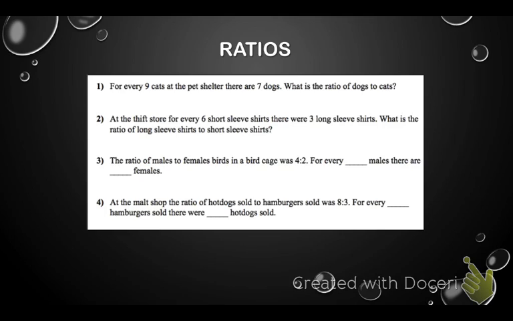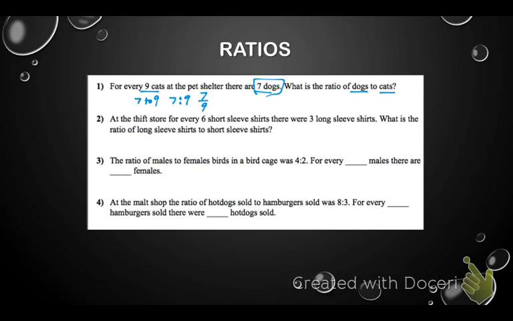Last one. This one's a little bit harder. You got to be very careful about the order. Okay, it says for every 9 cats, there are 7 dogs. But it wants to know what is the ratio of dogs to cats. So we need to put the dogs first. How many dogs do we have? Well, we have 7 dogs. So our ratio is going to be 7 to 9. 7 to 9 or 7/9. So you need to write it all three ways.